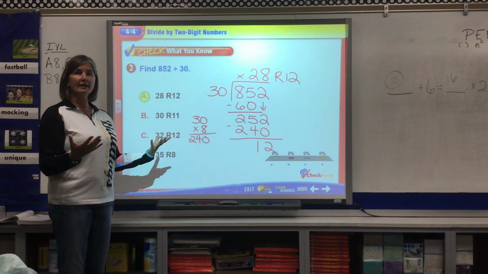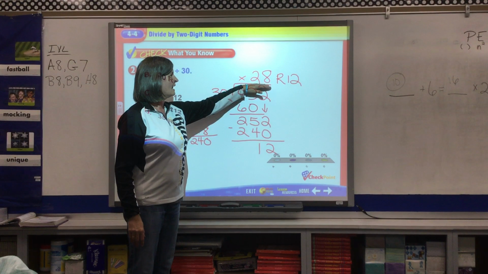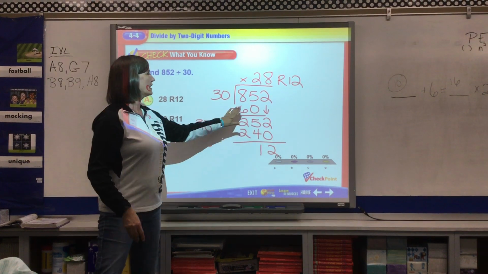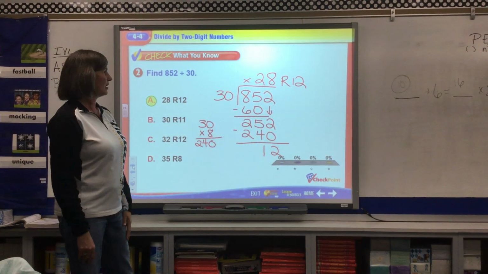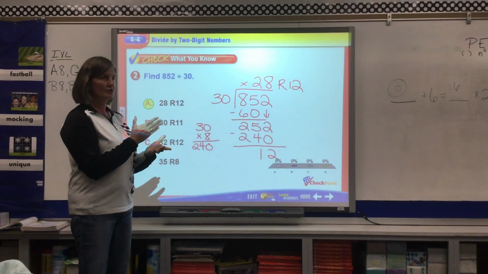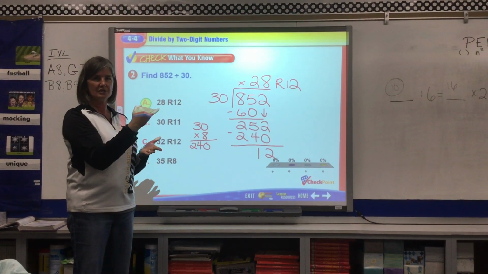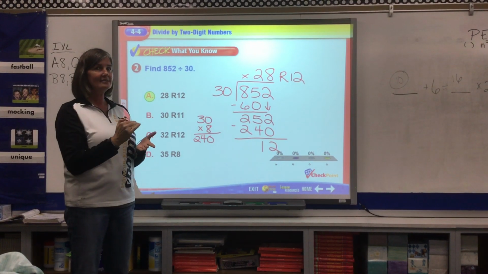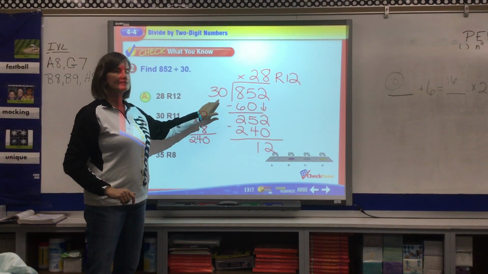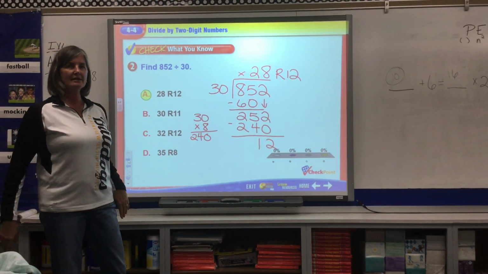Nice. And again, if we wanted to, we could check it by taking 30 and multiplying it by 28. And then once you get that answer, you add in your remainder, and that has to equal 852 to be the correct answer. So that is dividing by double-digit numbers. The steps are exactly the same. You divide, you multiply, you subtract, you bring down. It's exactly the same as dividing by a single-digit number. It just takes a little bit of estimating to see how many times the divisor will go into the number. But with lots of practice, it'll get easier.